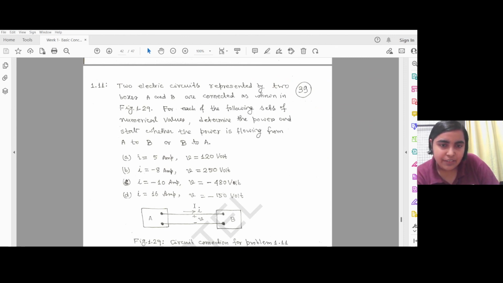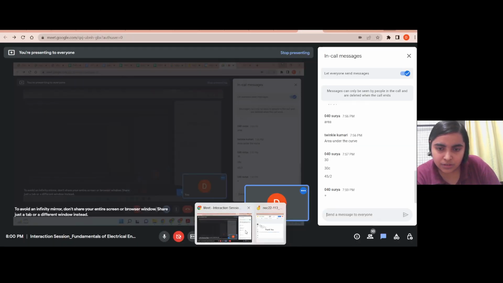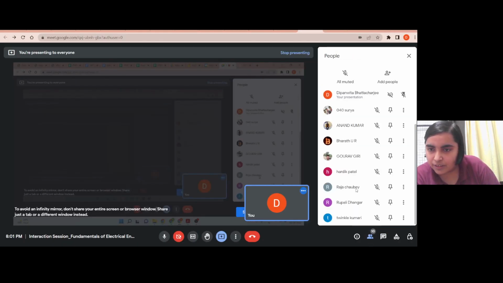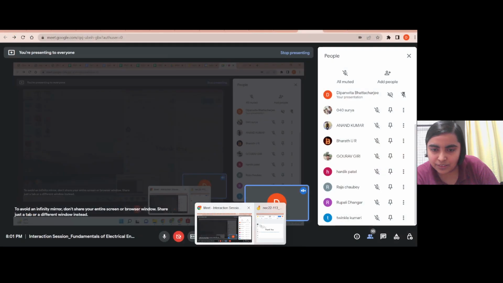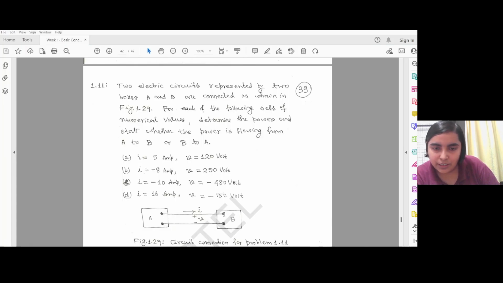When I is given as 5 and V is given as 120 volt, how will the power be? Will it flow from A to B or B to A? A to B. Right. So someone has to justify why. Those who have not answered, come on. You have to justify this. Why is it flowing from A to B? I have just spoken about this a couple of minutes back.